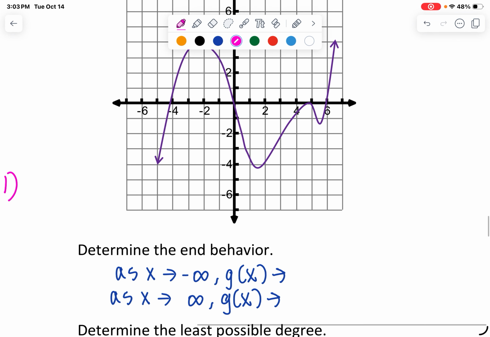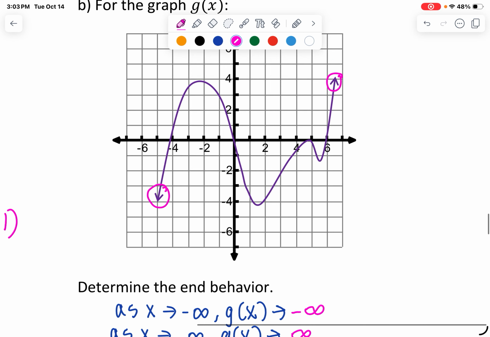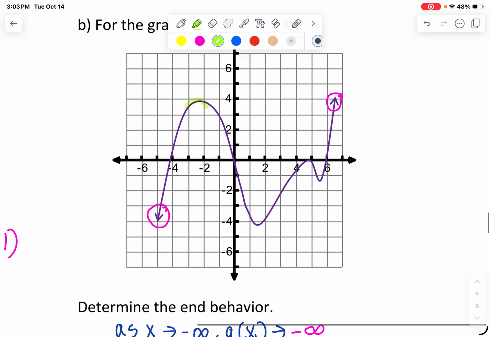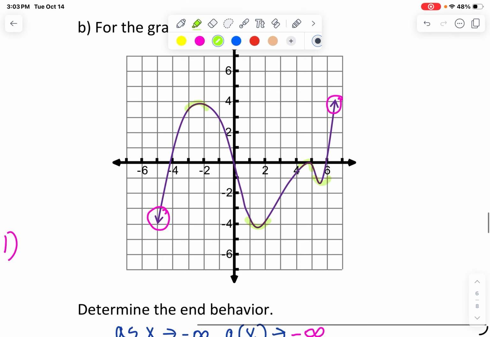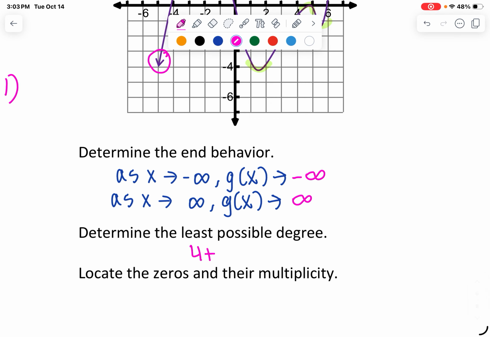All right, last one here. So the limit as x approaches negative infinity is negative infinity because this is facing downward. Positive infinity because this is facing upward. The least possible degree, count the number of turning points. So that's 1, 2, 3, 4. So the turning points is 4. So add 1 to get the least possible degree, which is 5.